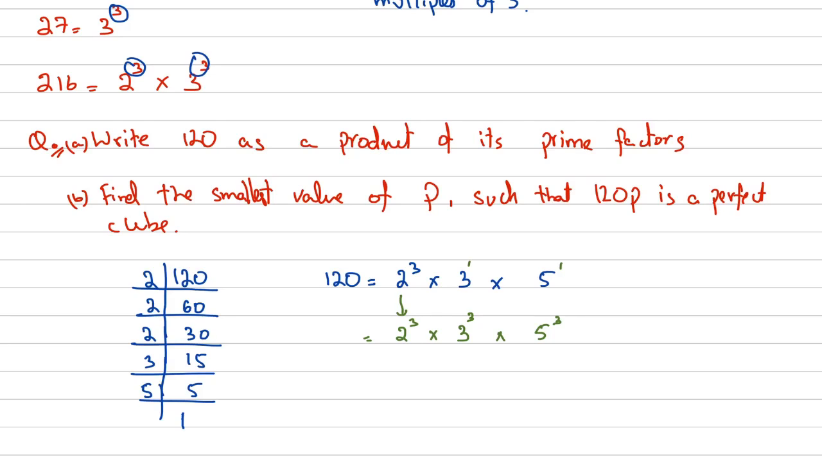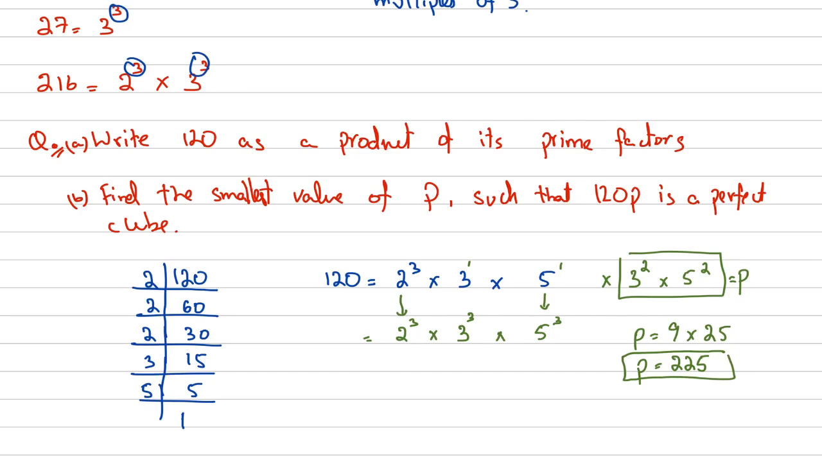So now, if you want to bump 3 power 1 to 3 power 3, that means you'll have to multiply it by 3 square. And if you want to bring 5 power 1 up to 5 cube, that means you will also have to multiply this by 5 square. So what is the value of p equal to? The value of p is equal to 3 square times 5 square. So let's evaluate that. That's going to be equal to 9 times 25. And what's 9 times 25 equal to? That is equal to 225. So this is how you can turn a number into a perfect cube.